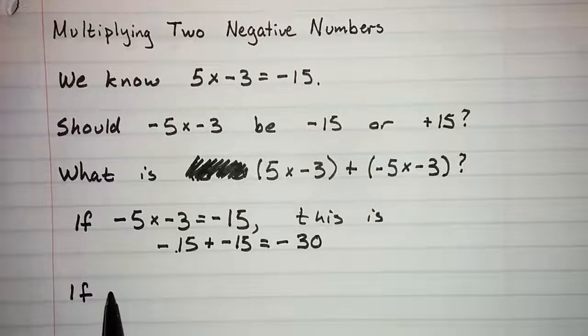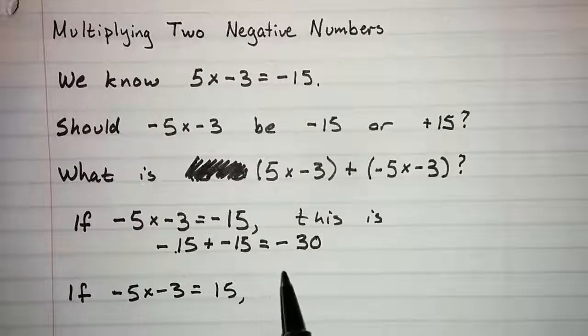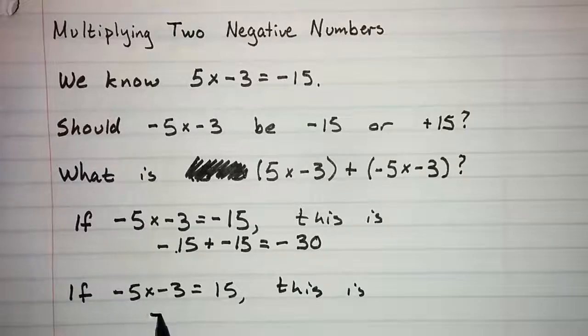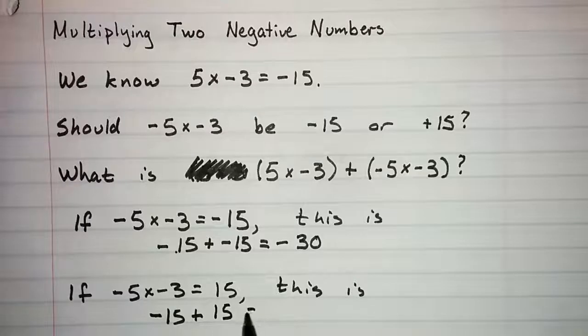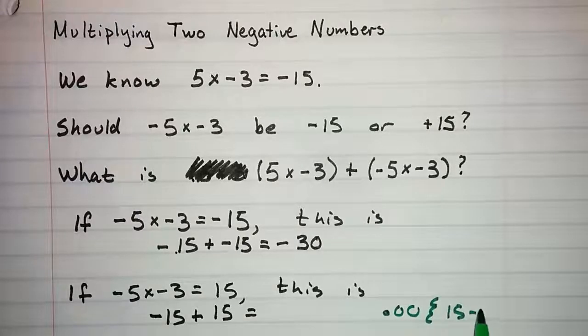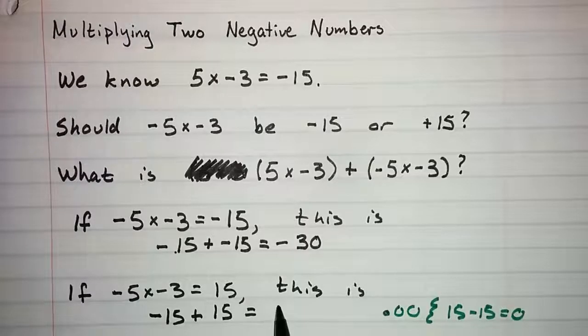On the other hand, if negative 5 times negative 3 ought to be positive 15, then this sum is negative 15 plus positive 15, which is opposite signs, so I want subtraction, thinking 15 minus 15 is 0. So this is just 0. There is no negative 0. 0 is right in the middle. There's only one number labeled with 0.